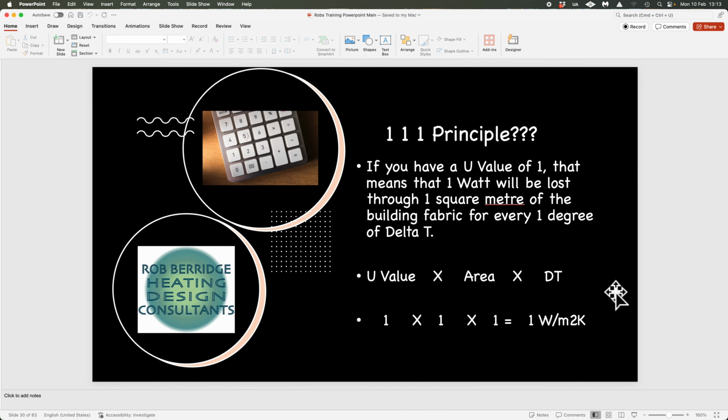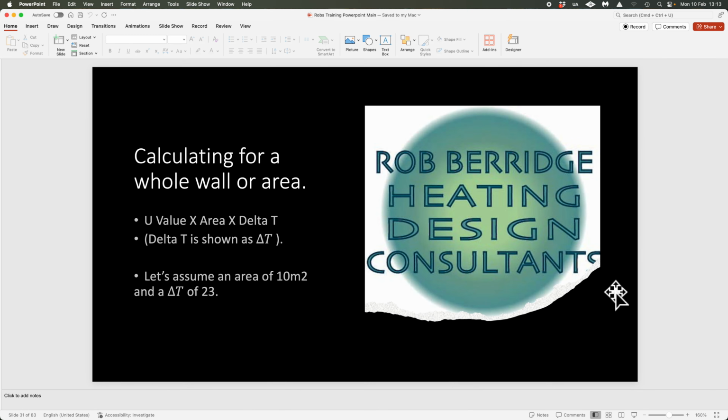All right, so let's work it out now with a bigger wall area. So if we've got a wall area of, let's just say, 10 square meters, and we've got a delta T of 23. What does a delta T of 23 mean? Well, it means that if we're designing to CIBSE guidance at the moment, or modern ways of thinking of designing to internal room temperature, we're looking at an internal room temperature of 21 degrees. So at 21 degrees internal temperature, our DT of 23 means that we've got an outside design temperature of -2.